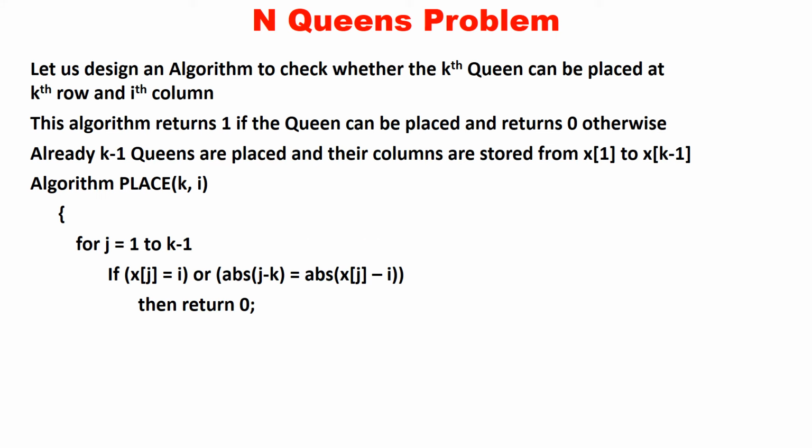Now, if for any of the queens from 1 to k minus 1 there is either a diagonal clash or a column clash, then return 0. If it does not clash with any of the queens from 1 to k minus 1, then it comes out of the for loop and you return 1. Meaning there is no clash either column wise or diagonal wise. A queen can be safely placed at the kth row and ith column. So it is returning 1. So it's a simple algorithm. This algorithm we will use for the n queens final algorithm.